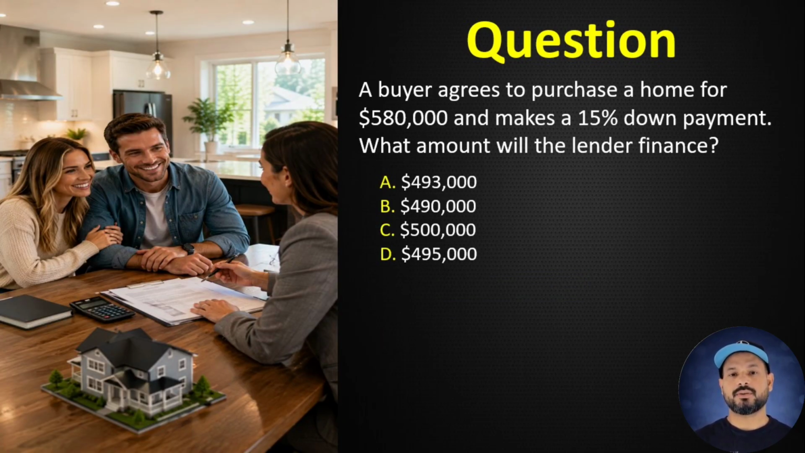Question number 12. A buyer agrees to purchase a home for $580,000 and makes a 15% down payment. What amount will the lender finance? A. $493,000, B. $490,000, C. $500,000, D. $495,000. Correct answer, A.